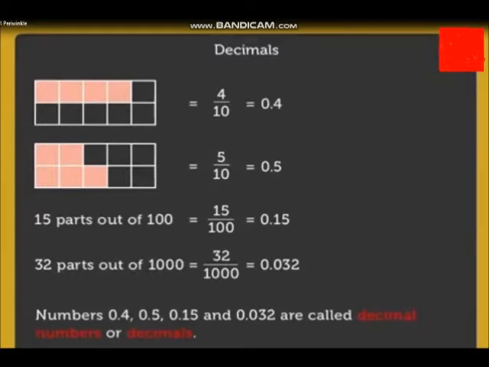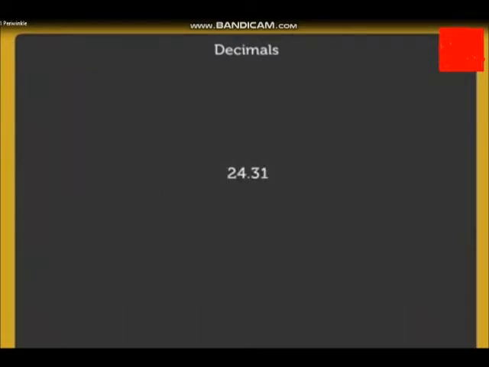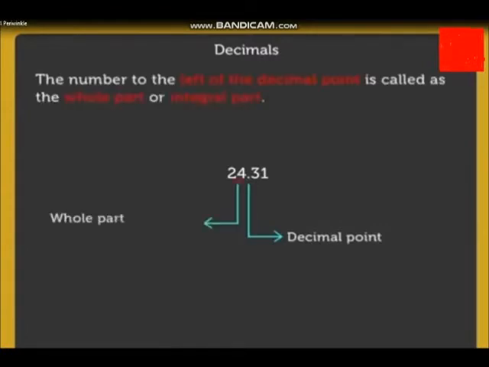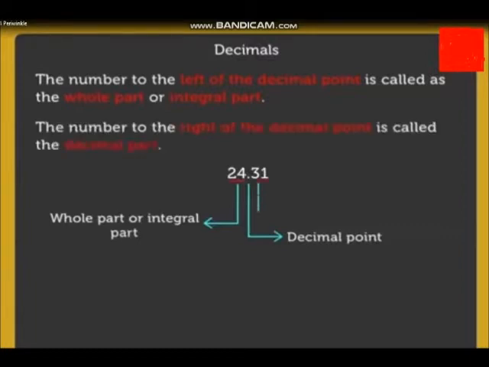Now let's learn about parts of decimal and how to read and write decimals. So there is a number 24.31. It has 24 before point and 31 after point. So this one is decimal point. यहाँ जो before point 24 है, this one is whole part or integral part. After point, after decimal point is 31. So this 31 is called as decimal part.